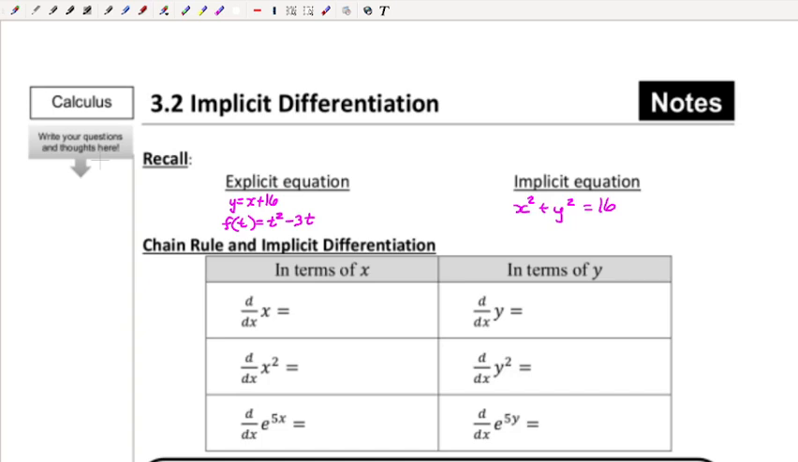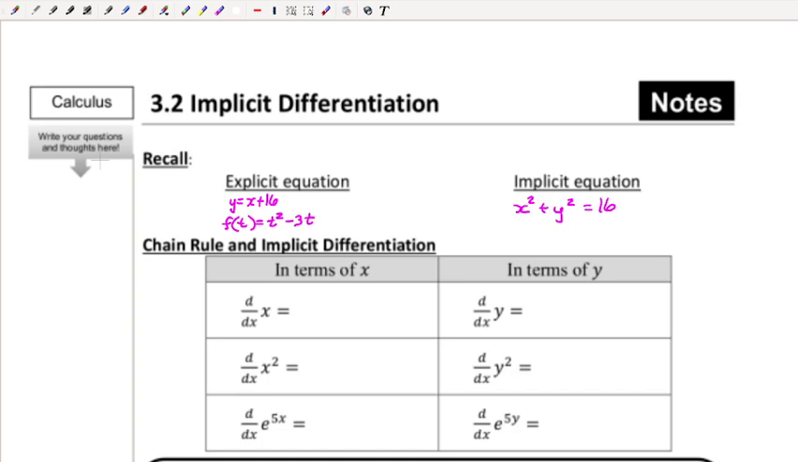So just as a quick recap of what is an explicit equation versus an implicit equation, an explicit equation is one that is written as a variable equals an expression that does not include that variable. It includes other variables, but not that variable. So for example, y equals x plus 16. It's written as y equals, and then on the other side, there are no y's included at all.